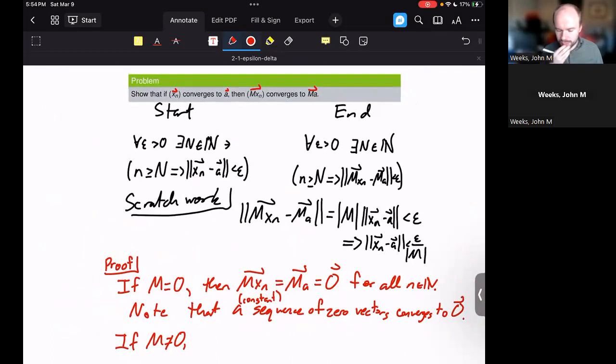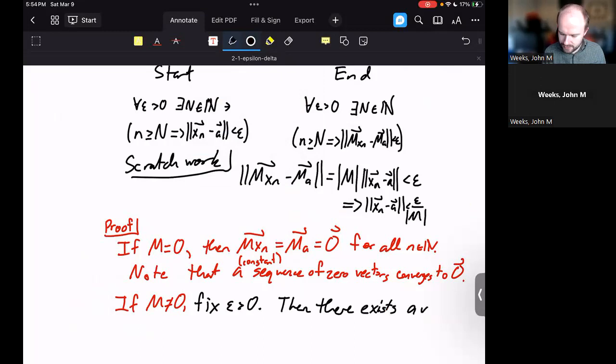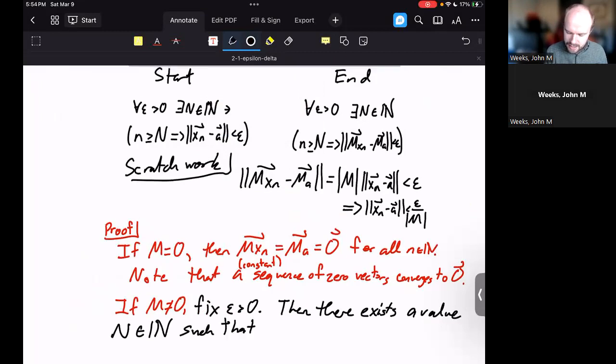And here's how we're going to go through and do it. We're going to say, kind of mirroring our previous proof, let's fix epsilon greater than 0. Then there exists a value, and we'll call it capital N, being in the natural numbers, such that the absolute value of x of n minus the vector a is less than epsilon over the absolute value of m. I need to check now that I've written this statement to make sure that it's justified.